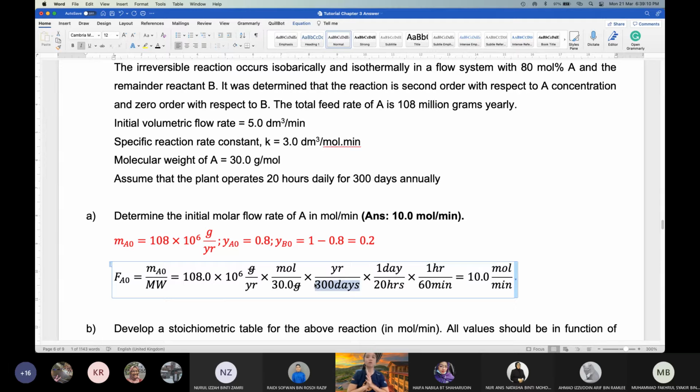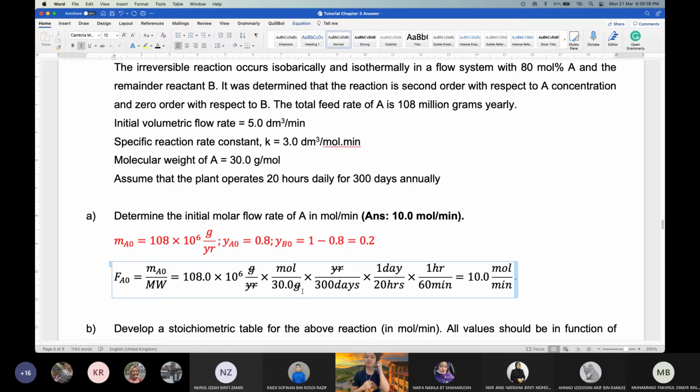So let's say again, kamu confused. Kenapa days di bawah, year di atas? Because again, saya nak cancel year kan, saya nak dapat minit. Saya nak cancel year. So mestilah kalau year original saya kat bawah, the other year must be at the top. Barulah boleh cancel. So now become, when I cancel this, I only get mole per day. Not yet mole per minute. I still just get mole per day.